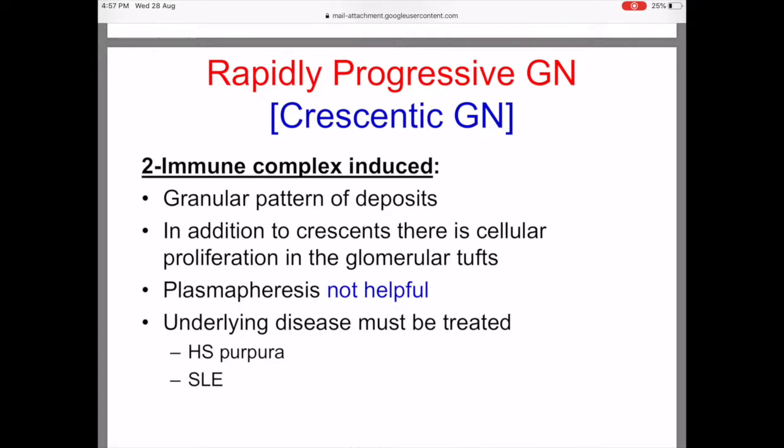Immune complex induced granular deposits are seen in immunofluorescence microscopy. In addition to crescents, there is cellular proliferation in the glomerular tufts. Plasmapheresis in this case is not helpful. The underlying disease must be treated. The pathology may be due to Henoch-Schönlein purpura or SLE.